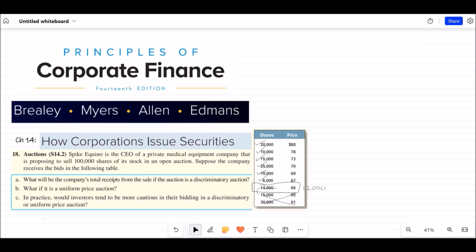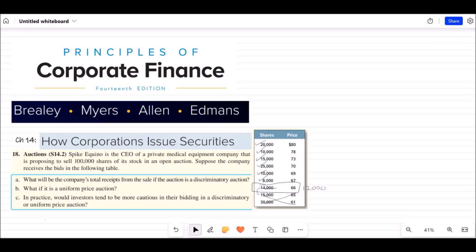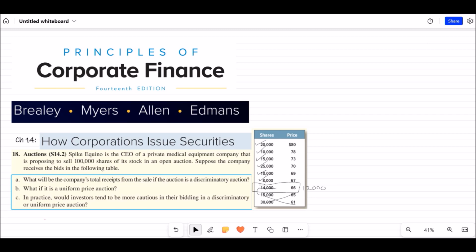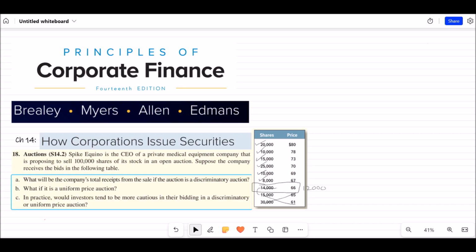In practice, would investors tend to be more cautious in their bidding in a discriminatory or uniform price auction? Generally, in discriminatory auctions, investors tend to bid more conservatively. They are more cautious because there is a risk of winner's curse, and they can easily overpay if they bid higher. They will be allocated shares because their bids are too high, but they might be buying shares at a premium. In uniform auctions, this winner's curse is eliminated because the discriminatory prices will not be charged, and you will be charged the price at which all the shares will be sold.